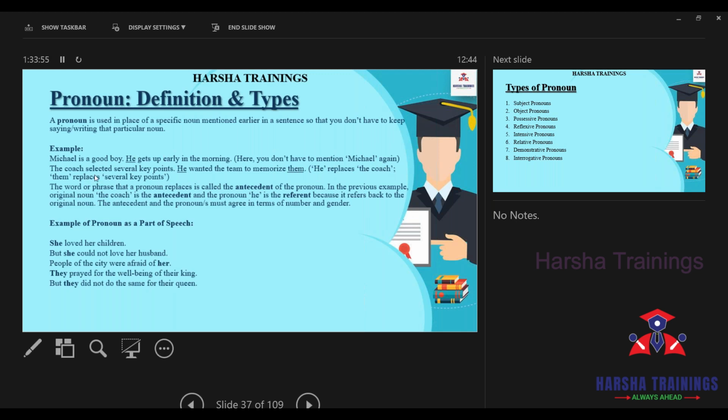The coach selected several key points. He wanted the team to memorize them. So here both he and them are pronouns. Instead of repeating coach and key points again in the next sentence, we have used he and them, right? So he replaces the coach and them replaces the key points. Okay, so we have different examples for pronouns. Shall we go through them also? Not required. You tell me.